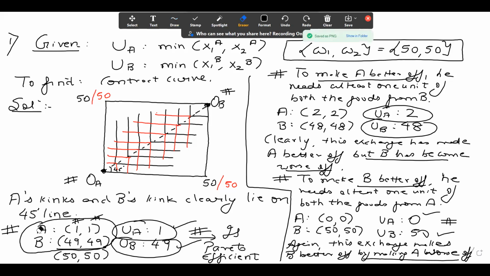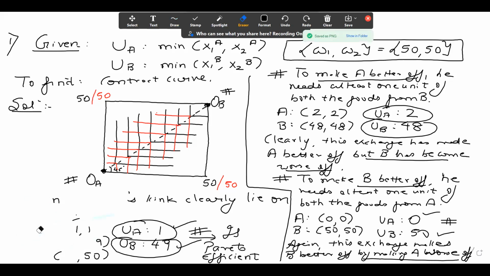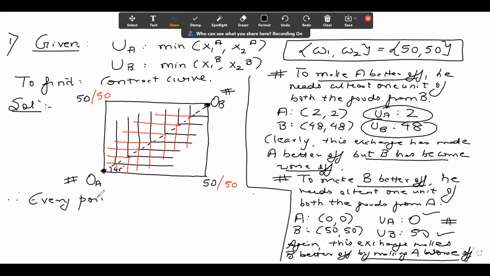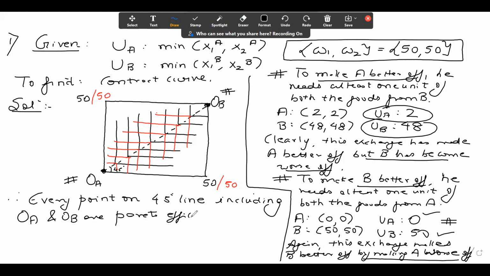So I can erase this particular part and I can write, that therefore every point on the 45-degree line, including the origin of A and origin of B, are Pareto efficient allocations. I just took one point and I showed that it's Pareto efficient. You can generalize and you can say that all the remaining points on the 45-degree line are Pareto efficient allocations.